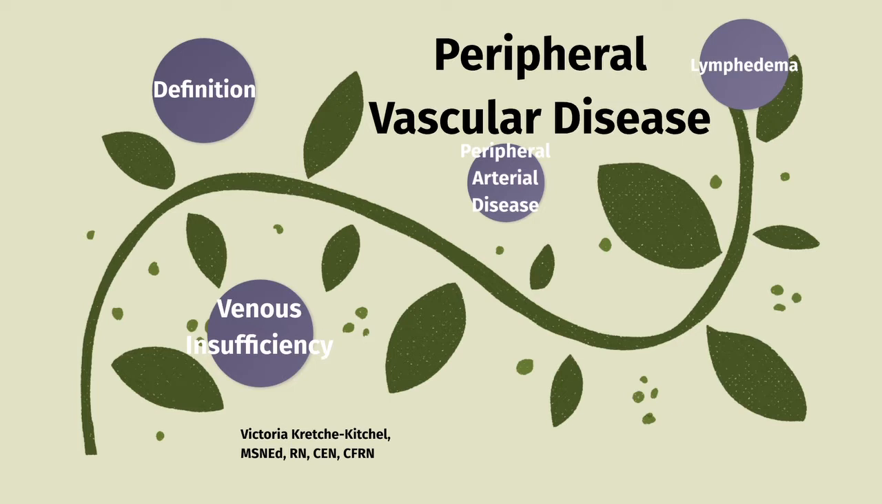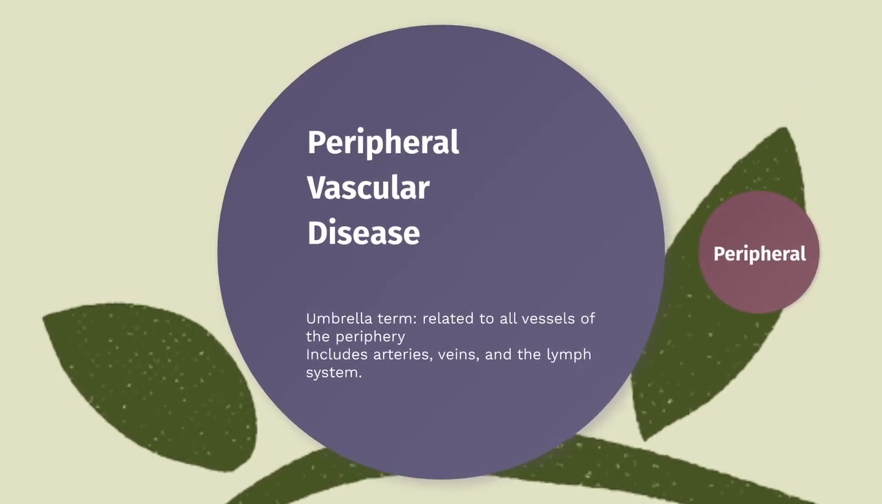So, today we're just going to talk about an overview of peripheral vascular disease. And the first thing we're going to do is hit on a definition. Peripheral vascular disease really is an umbrella term. It's related to all vessels of the periphery, including arteries, veins, and the lymph system.